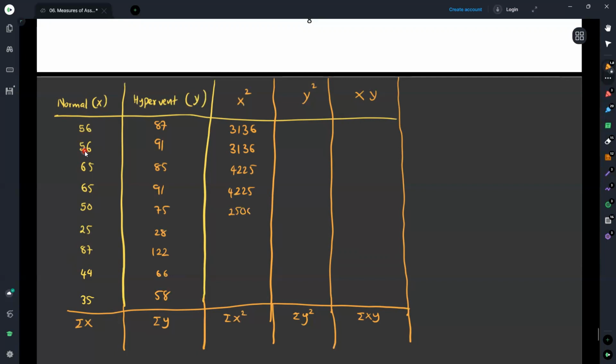Square term of 50, we'll get 2,500. Then the next value is 625. Then 7,569. Square term of 44, it is 1,936, and square term of 35, it is 1,225. Then we need to get the square term of the y variable as well. Then y squared, it is 87 squared. We can get it as 7,569. Then square term of 91, here we'll get 8,281. Then in a similar manner we'll get the values.